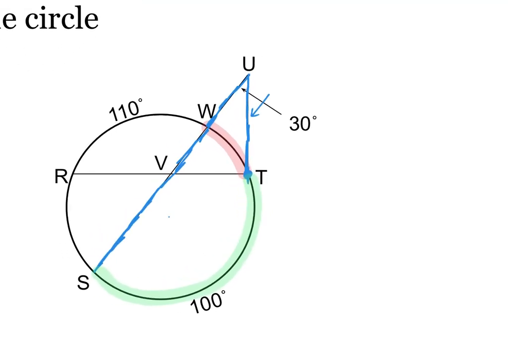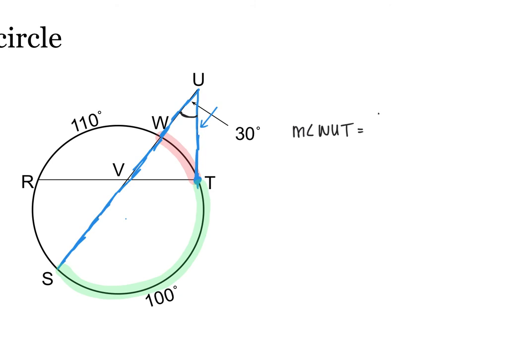Now, let's set up our equation. The measure of the angle WUT, that's this angle right here, okay, is going to be equal to, since our angle is outside the circle, it's the difference of the bigger arc minus the smaller arc. So it's going to be big arc minus small arc, all divided by 2.